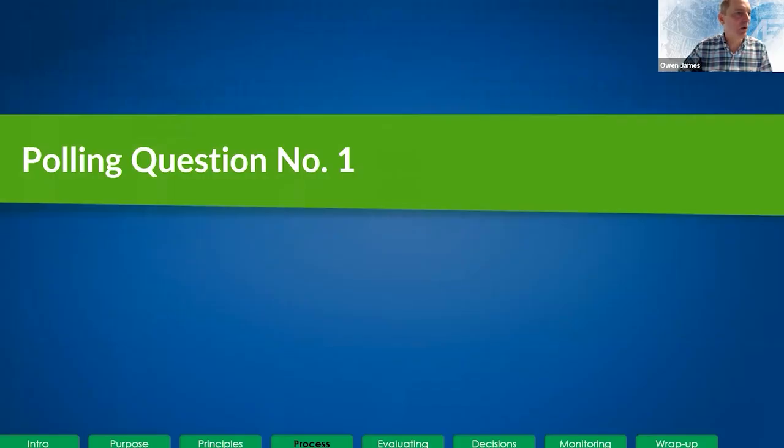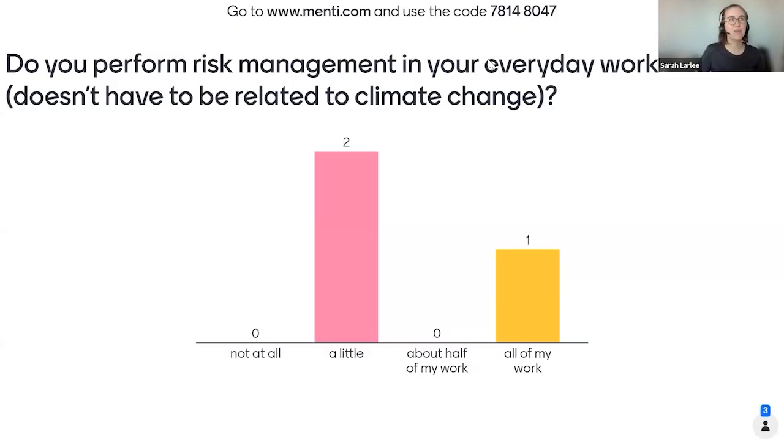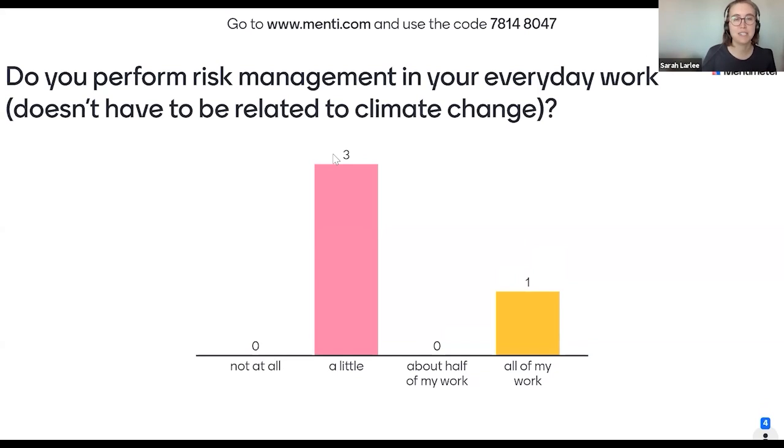So we're coming up to the poll here. But so we're wondering, so Owen's talked a lot about risk management, and we're kind of wondering if all of these things are new to you. Do you perform risk management in your everyday work? It doesn't have to be related to climate change. We're just kind of trying to get an idea of where everyone's at in terms of the familiarity of the information that Owen's been presenting.